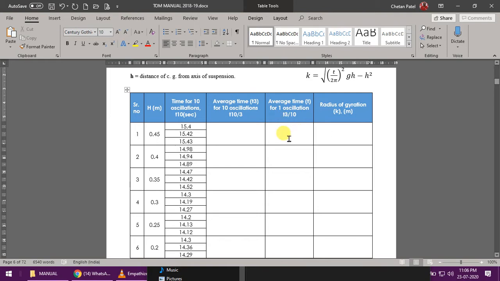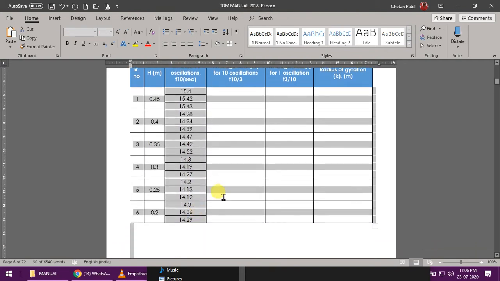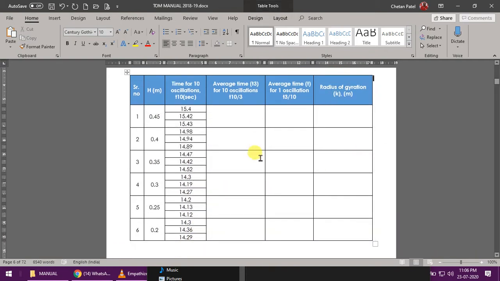So in this experiment we have achieved this much data. After this, we are going to manipulate this data, or put it into some noticeable form. We want to analyze it. So here, as shown, this is the distance h. Let us say it is x. This is the time for 10 oscillations. Now we need to find the average of this and put it here, and then divide by 10 for one oscillation.